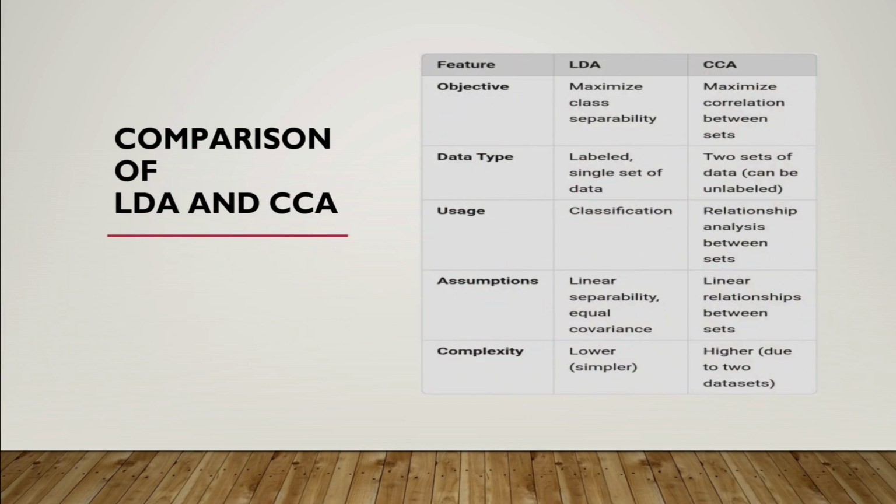Now let's compare LDA and CCA. LDA is primarily used for classification and focuses on maximizing the separability between classes, while CCA is used for exploring the relationship between two datasets. LDA operates on a single dataset with labeled classes, whereas CCA operates on two datasets which may or may not have labels. LDA is more suitable for tasks like face recognition or email classification, while CCA excels in applications like multimodal analysis or correlating genetic and clinical data.